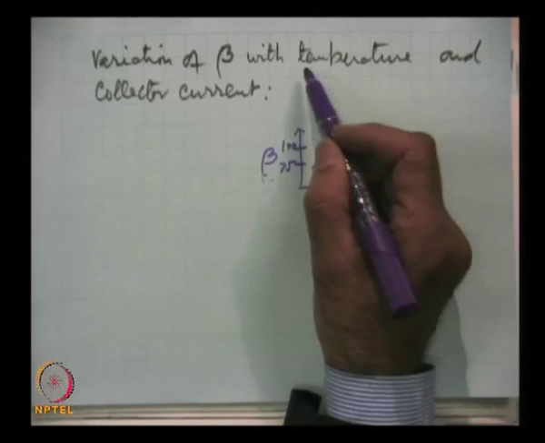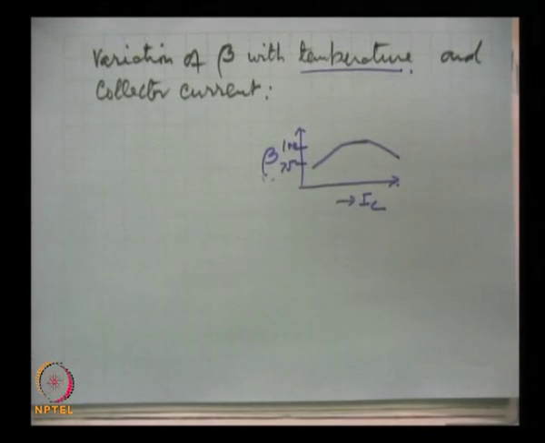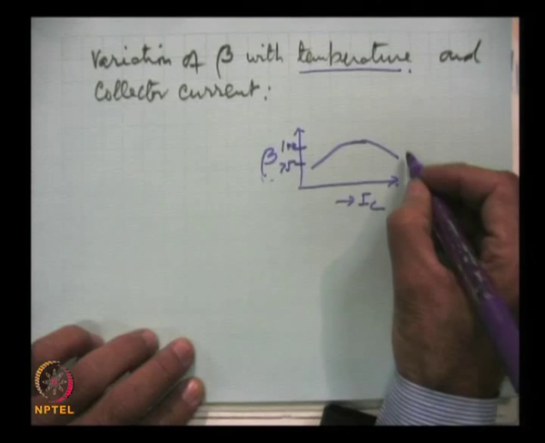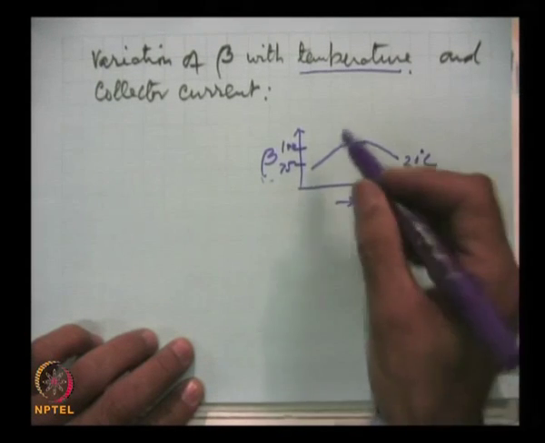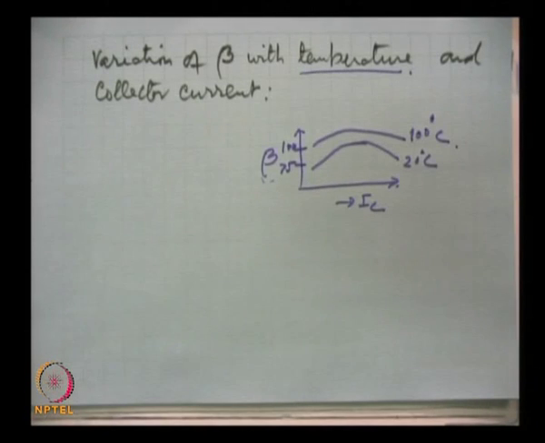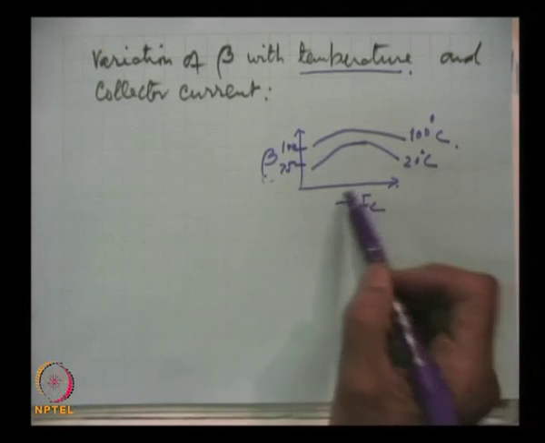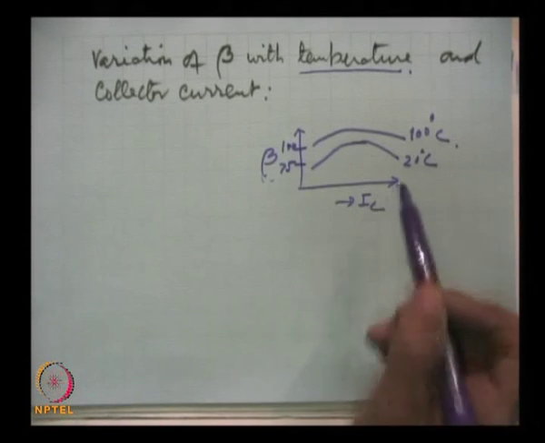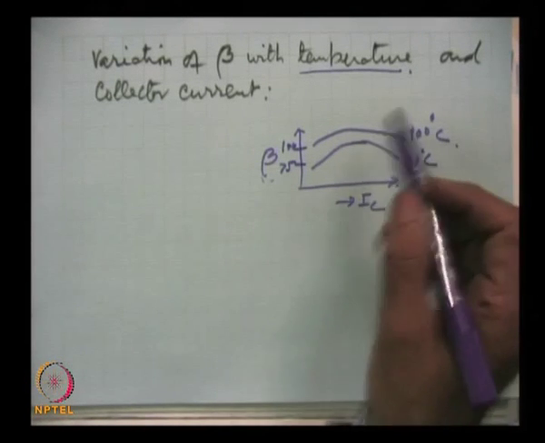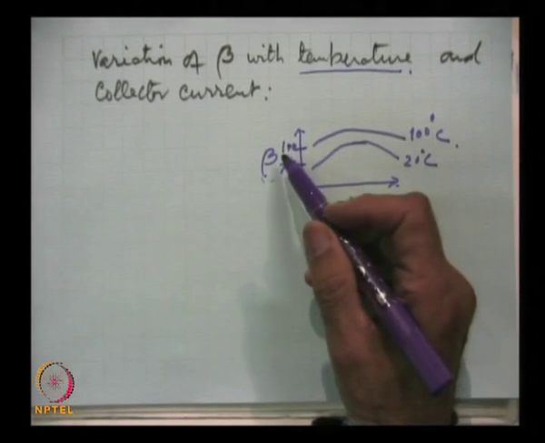Another variation is with respect to temperature. A transistor contains semiconductors which are very sensitive to temperature variations, and because of that there is a change. If this is the plot at a temperature, say 20 degrees centigrade, with beta about 100 or so, then at a higher temperature this variation will be like this. Current gain beta changes with collector current, output current, and it also changes with change in temperature, and with rise in temperature beta increases.